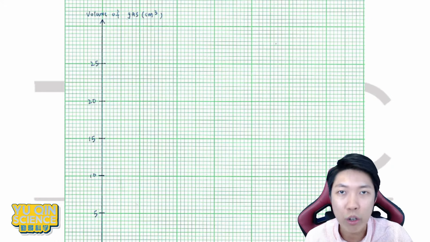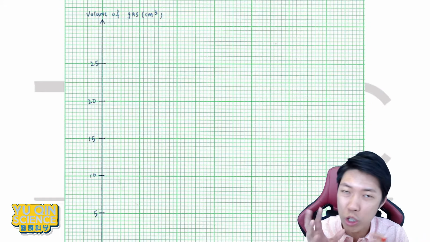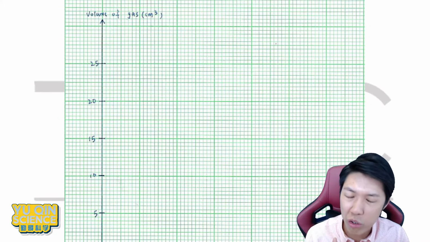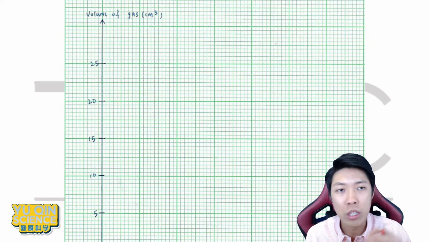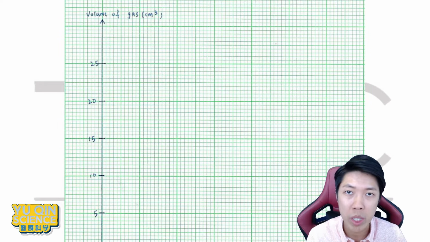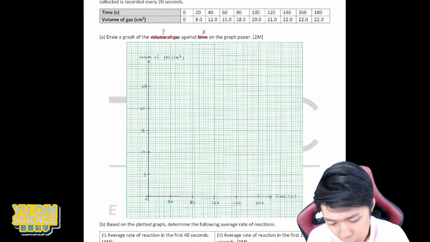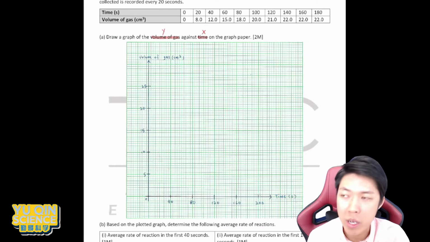Try to use the graph paper as much as you can. Do not draw a small one at the corner, like very cute like that. It's not cute at all, okay? Just use the whole graph paper. Okay, so let's draw the plotting, shall we?